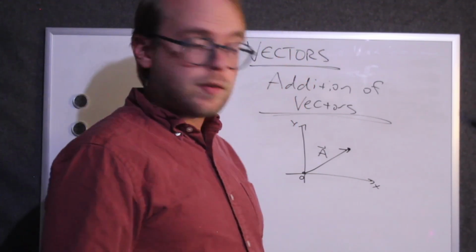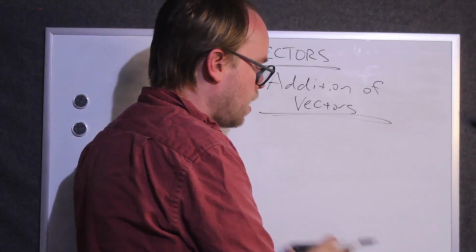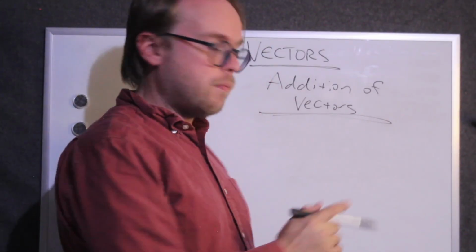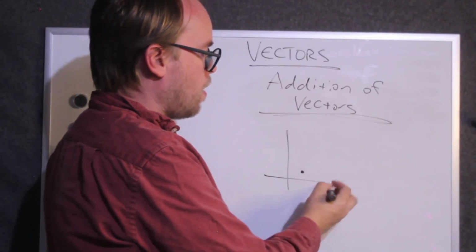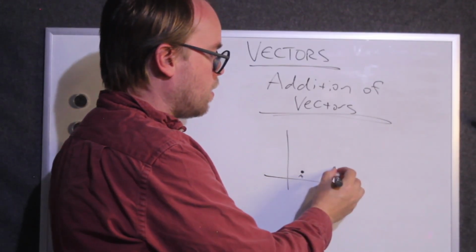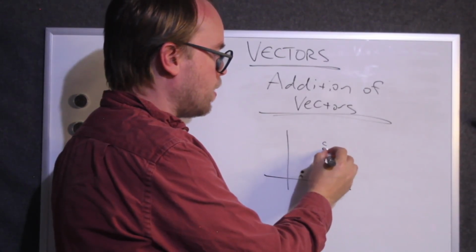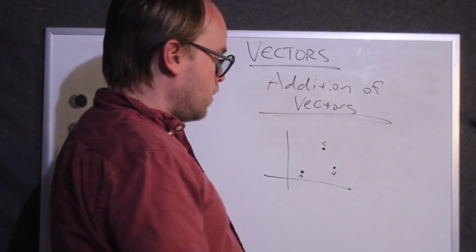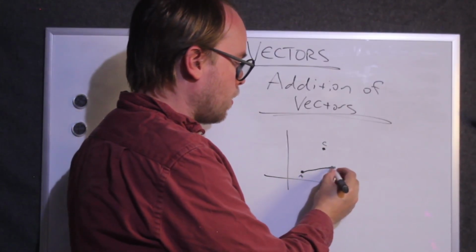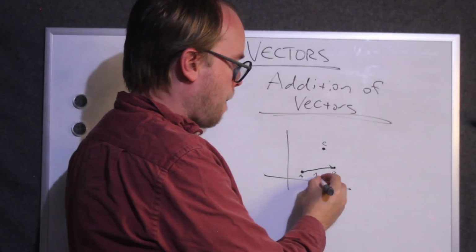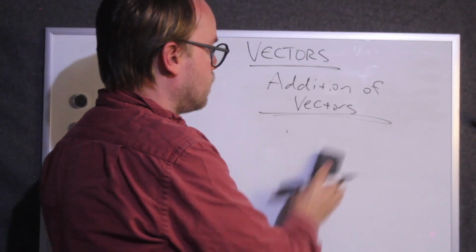So the way that vector addition works, you can understand from these displacements. Say you move from A to B and then to C, which is here, okay? So you're moving from A to B, that's this displacement here, okay?